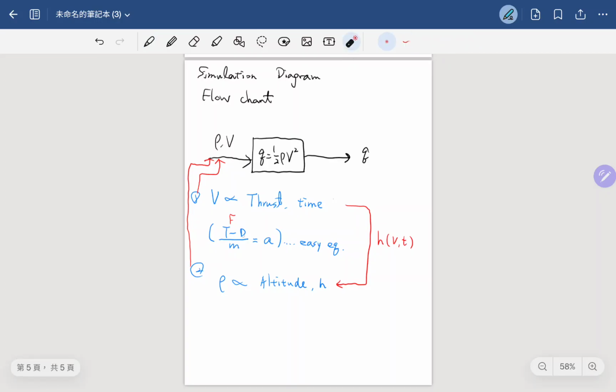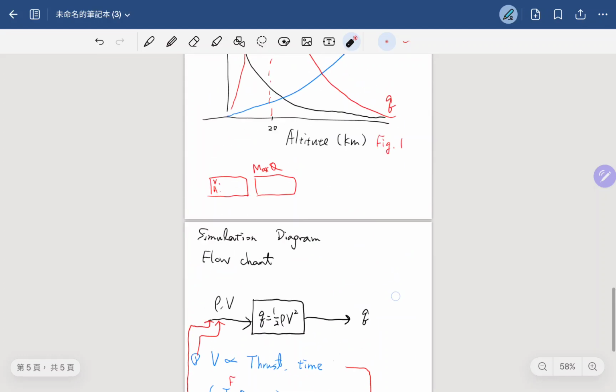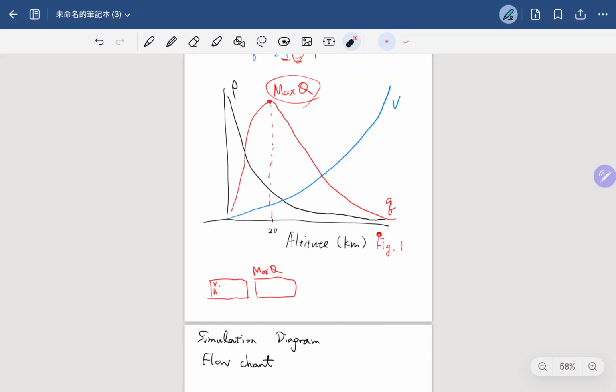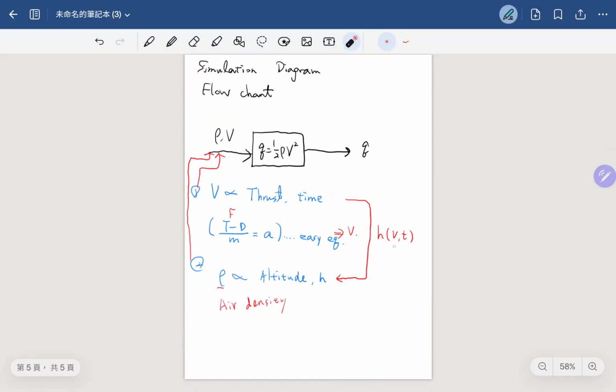The thrust minus the drag equals the force that the rocket has, divided by m, the mass, equals the acceleration, and by integrating this, you can have the velocity, of course. The second is the air density. The air density is a function of altitude; we know that it varies with the altitude. And the altitude is basically a function of the velocity of the rocket and the current time.